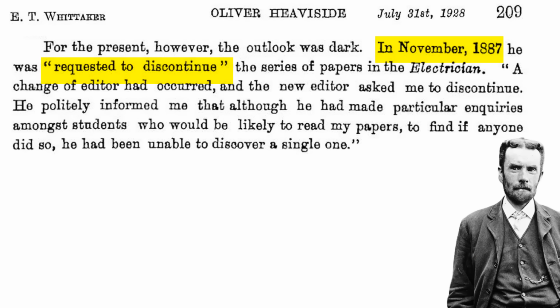In 1887, Heaviside was told that the new owner of the magazine, The Electrician, wanted him to discontinue his work on Maxwell's equations altogether. Heaviside sadly noted that the owner had told him that he had made particular inquiries among students who would be likely to read my papers to find if anyone did so, and he had been unable to discover a single one. Heaviside must have been desperate.